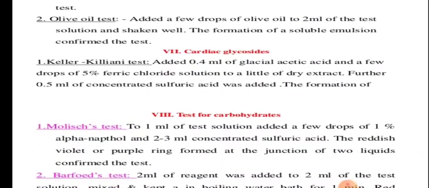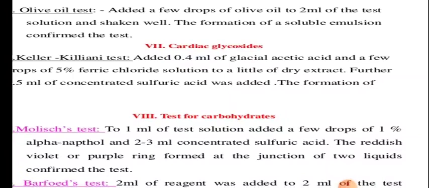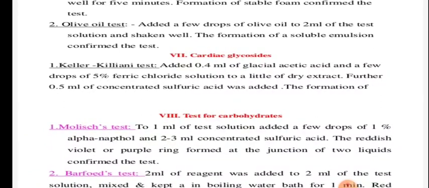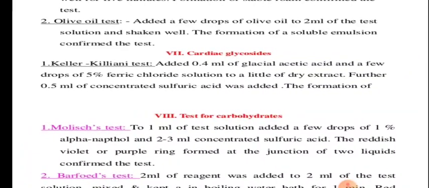Then the Keller-Kiliani test is used for cardiac glycosides. So 0.4 ml of glacial acetic acid and drops of 5% ferric chloride solution. Further, add 0.5 ml of concentrated H2SO4. The formation of a color change shows it is positive.